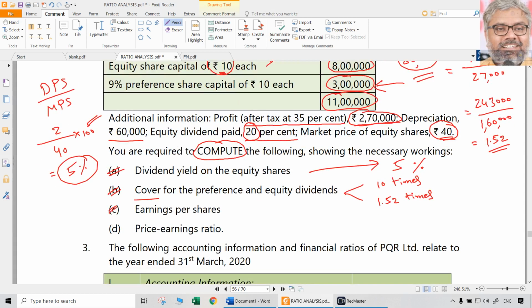Then earnings per share. Simple. Earnings available to equity shareholders. Already we calculated it, 2,43,000, divided by the number of equity shares. That also we already calculated, 80,000. So 243 divided by 80,000.